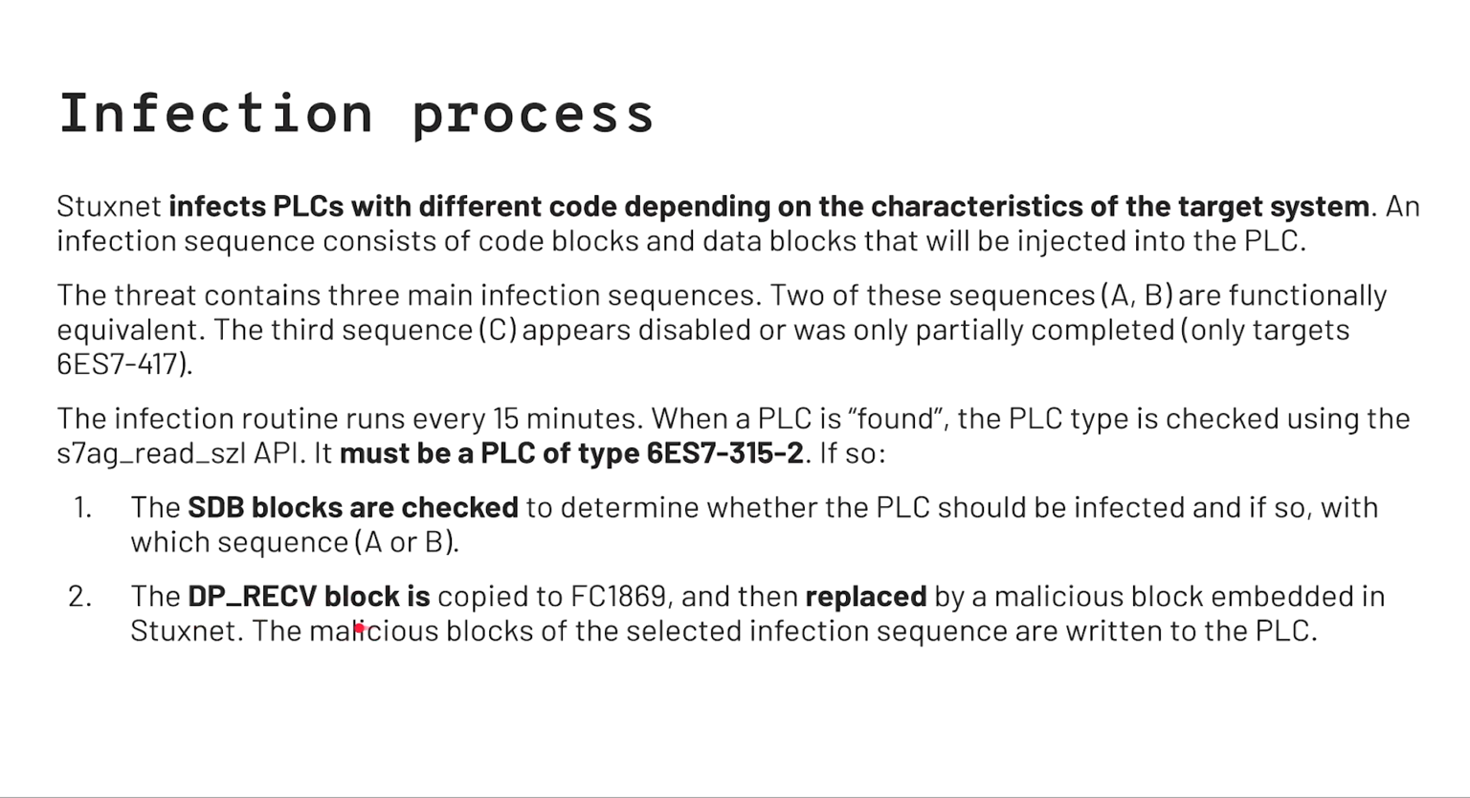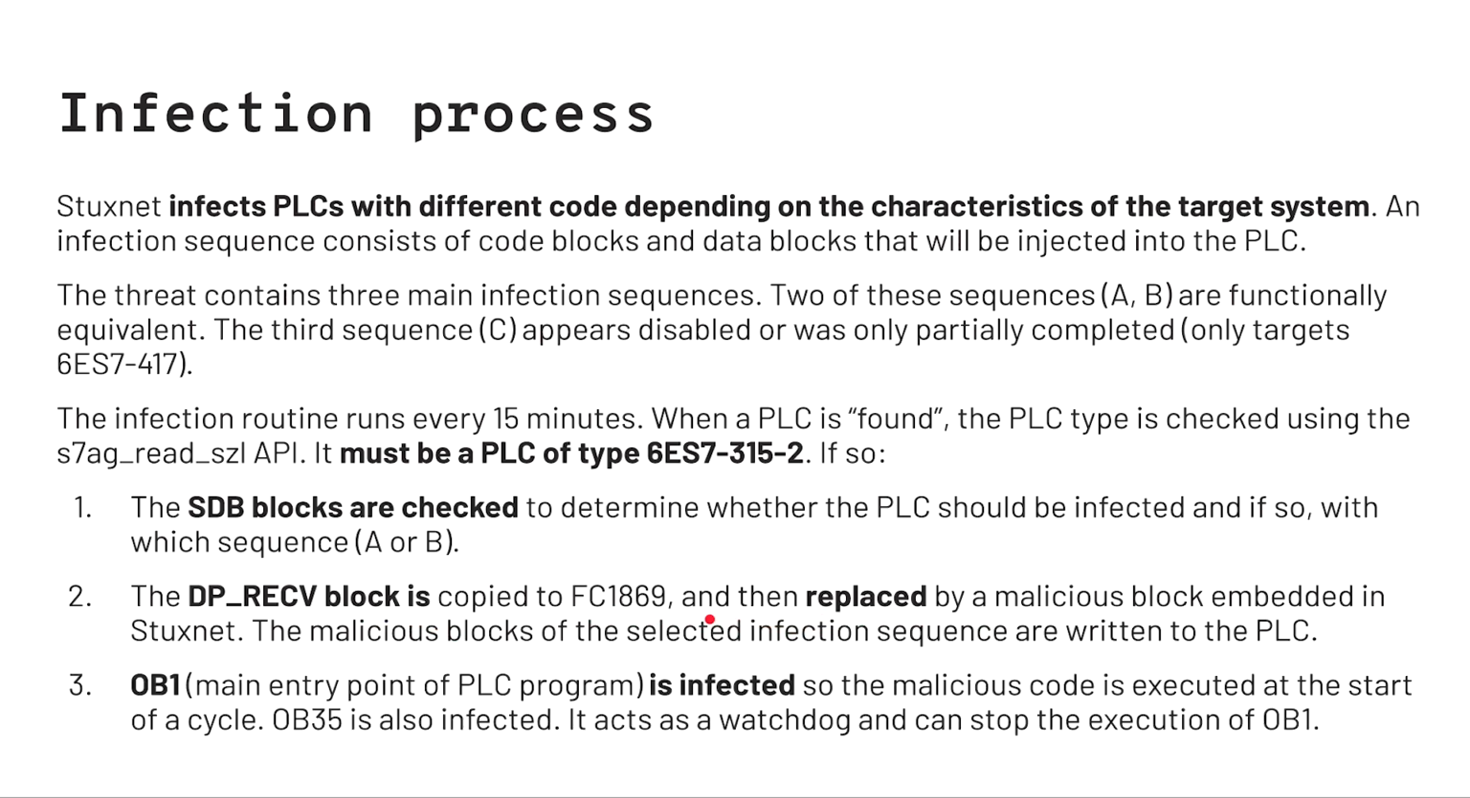And then if that was the case, then it would intercept the network communication between the communication module and the PLC and replace it with its own malicious block sequence. And the third step would be to infect the main entry of the PLC program, so malicious code will be executed when the PLC program would start. So let's see each one of these 3 things separately. First, with the SDB blocks check.